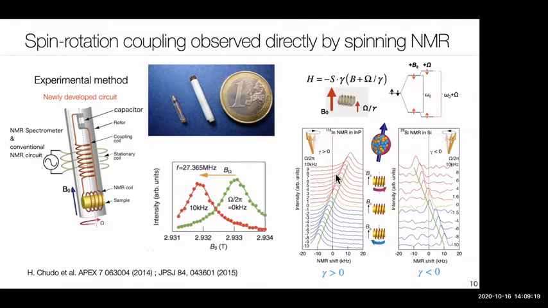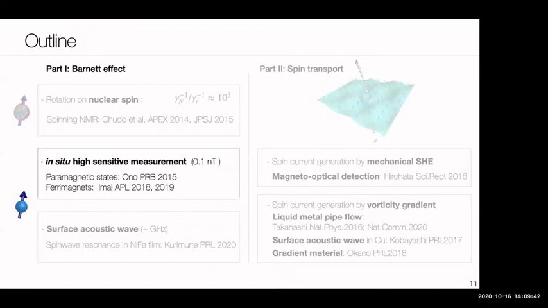So, as you can see here, such behavior due to the sign of the gyromagnetic ratio of the nuclei can be observed by using Dr. Chudo's technique. And also we developed the in situ high sensitive measurement.